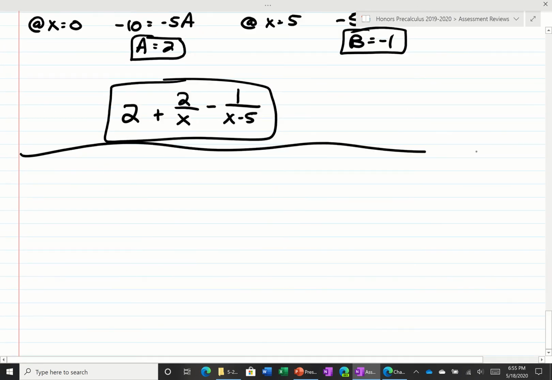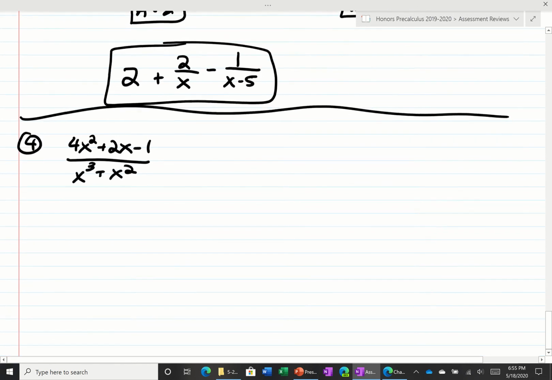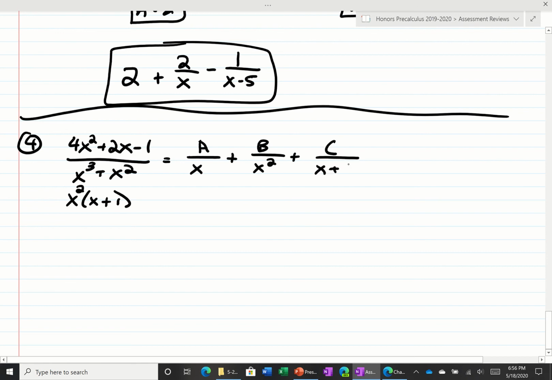So another decomposition, we're going to have 4x squared plus 2x minus 1 over x to the third plus x squared. Now they do have, the top power is smaller, so I'm going to factor the bottom to be x squared times, we could take out an x squared, and we're going to have an x plus 1. So when we decompose this, we're going to have a repeated factor of x. So we'll have a over x plus b over x squared plus c over x plus 1.